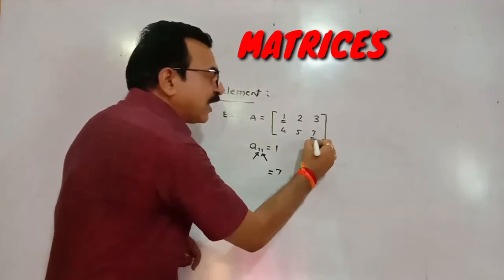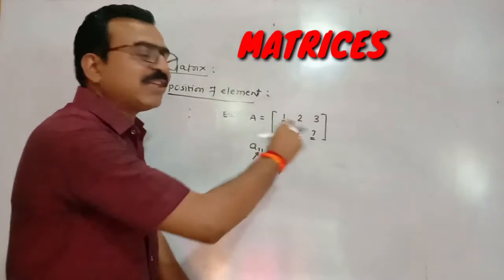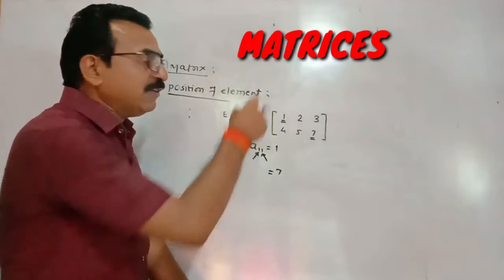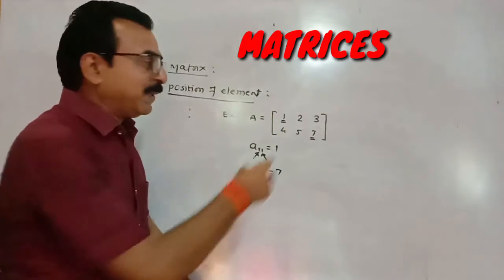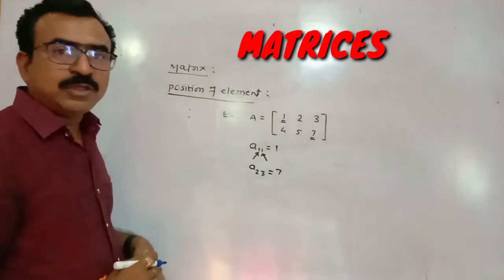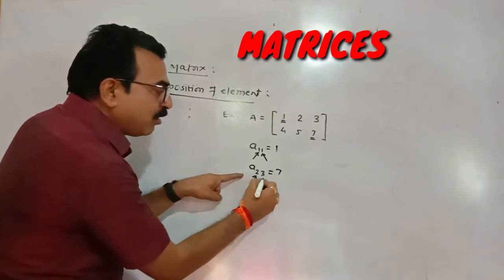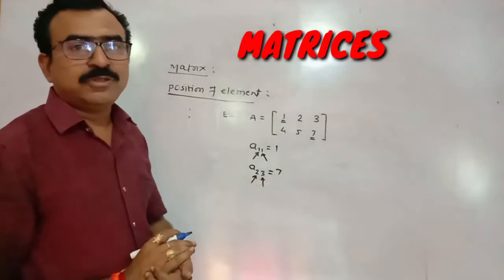So 7 is present in which row? It is present in second row. And in which column is it present? It is present in third column. So its position is 2, 3. 2, 3 means this element is present in second row and third column.